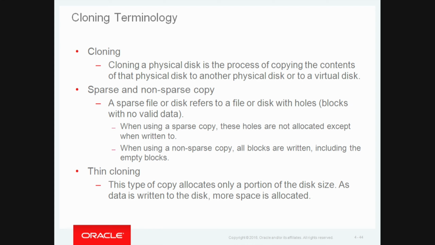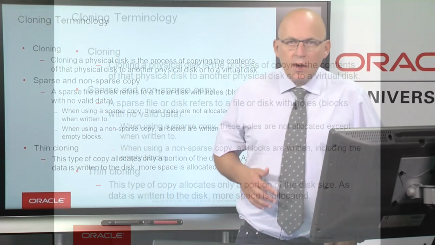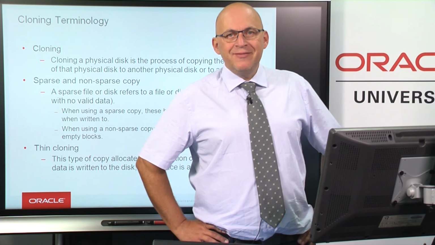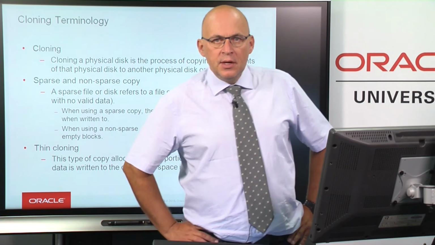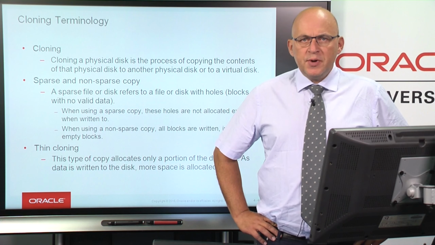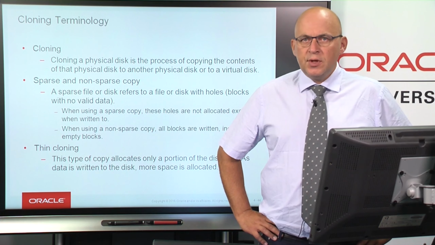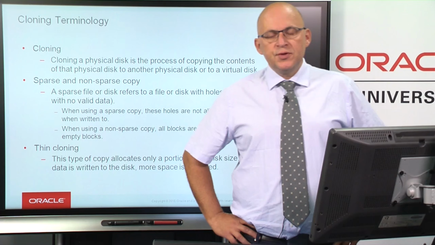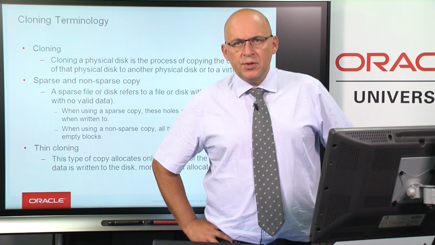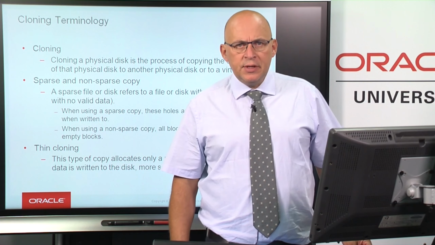Okay, so in these cases you can use the sparse or non-sparse copy. A sparse file is a disk which has blocks that are not really valid data, so they can be seen as holes. When you are using a sparse copy, these holes are not allocated except when you start to write to this file. When you are using a non-sparse copy, all blocks are written, even the blocks that are really empty.